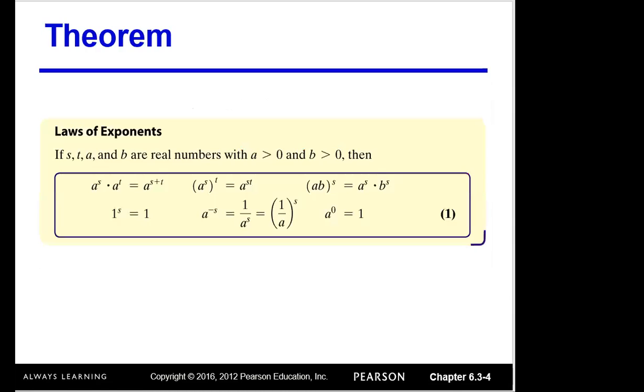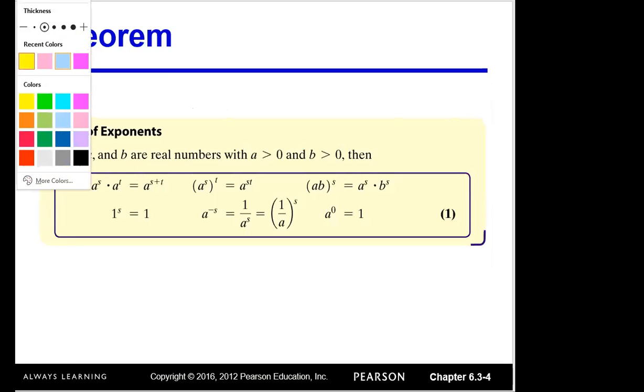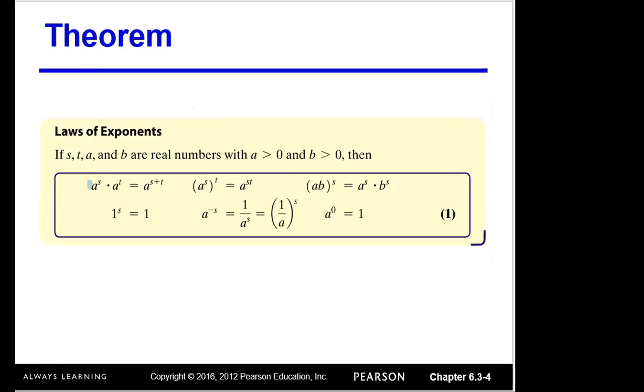For some of this, you may need to remember these guys. These are those exponent rules. They've got a to the s times a to the t equals a to the s plus t. This one right here. So an example of that would be if I had x to the 3rd times x to the 5th, it would equal x to the 8th.